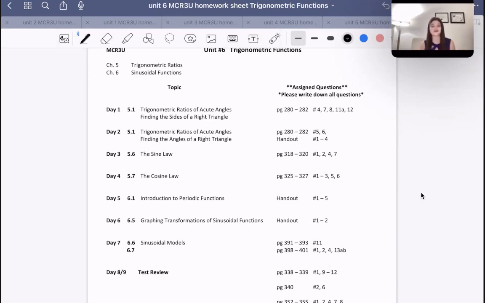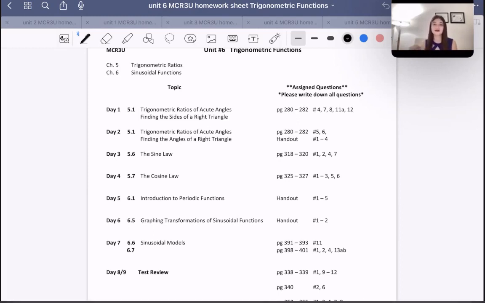So actually being able to draw the graph and learning the characteristics of those graphs, all of that kind of stuff. All right, so let's go ahead and get into it. Oh, and I should mention for the sine law and cosine law, there will also be word problems related to both of those topics in this unit.